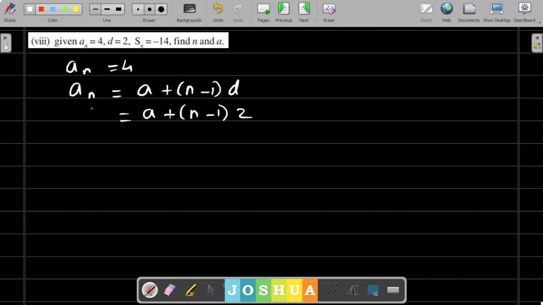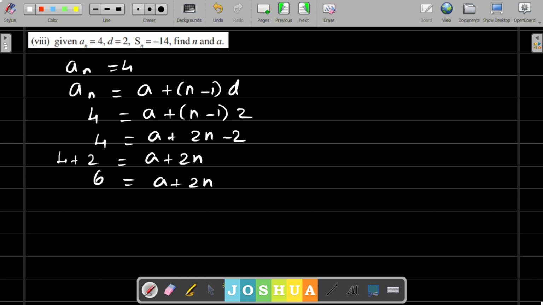So that is equal to a plus 2n minus 2. That is equal to 4. Or bring the 4 to the other side. So it becomes 4 plus 2 is equal to a plus 2n. Okay, or 6 equal to a plus 2n. So I got one equation. I keep it as a reserve, the first equation. The moment I find the a value, I can substitute, or the n value, I can substitute, and get the answer here.